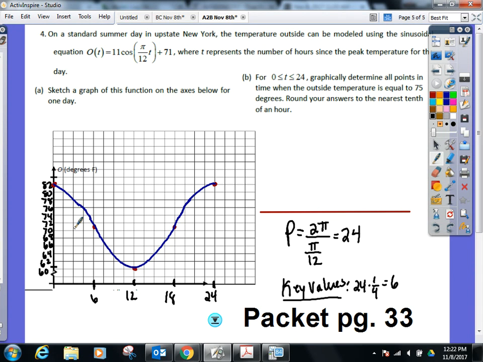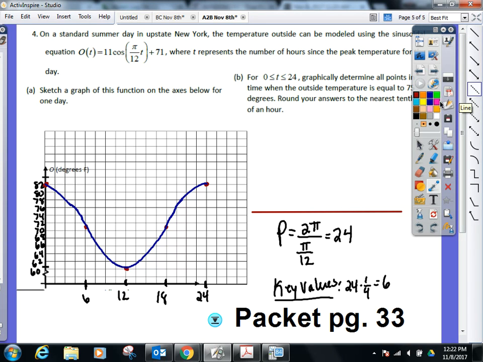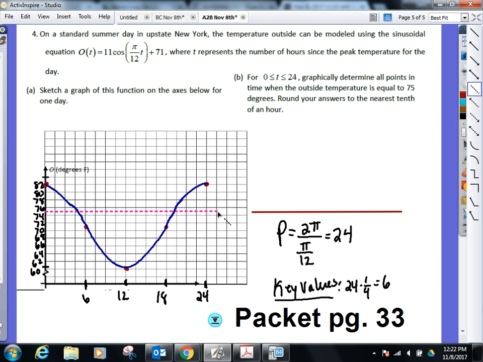For the time between 0 and 24, which is what we graphed, 0 to 24, for this time, determine when the outside temp is equal to 75. Everyone see you got the degrees over here, right? So at 75, and I don't need you to put it on yours, just let me show you what we're about to do. So here's 75 degrees right here for me.